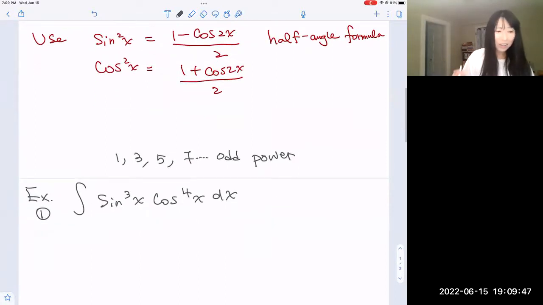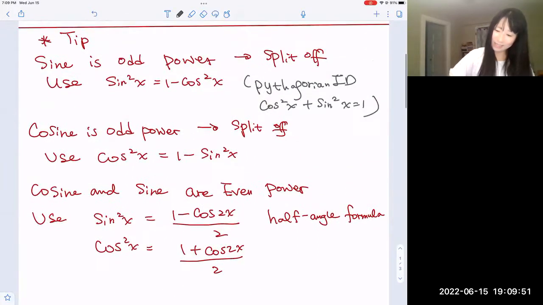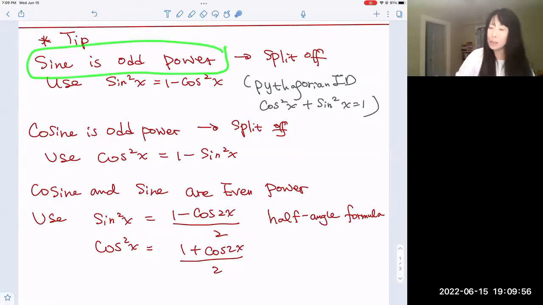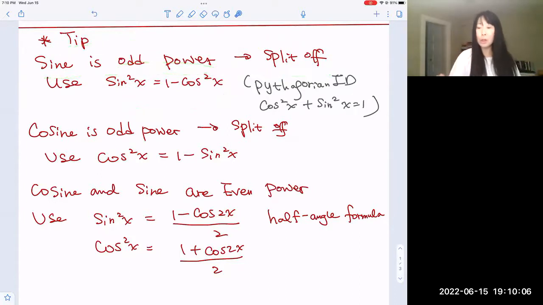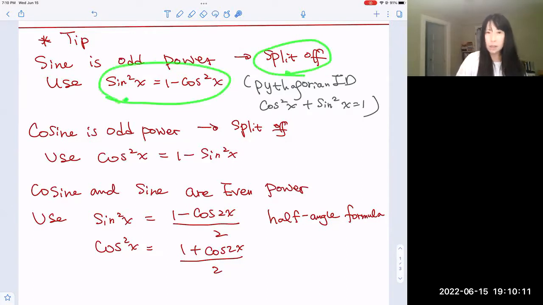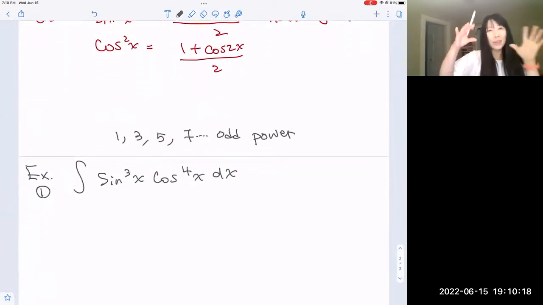All right, so then we are using this strategy. Sine is an odd power, then we split off. We don't know how to split off, they say that, but we have to use this one, right? Then let me show you how to split off by using this one. This comes from the Pythagorean identity, all right? Okay, so look, we have to have sine squared x.